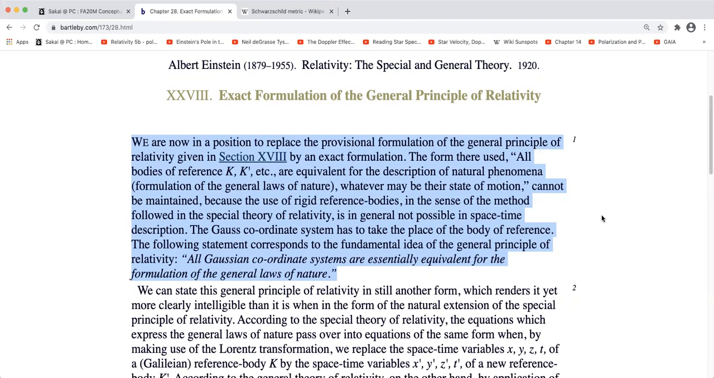We are now in a position to replace the provisional formulation of the general principle of relativity given in section 18 by an exact formulation. The form there used, all bodies of reference, K, K1, etc., are equivalent for the description of natural phenomena, formulation of the general laws of nature, whatever may be their state of motion, cannot be maintained, because the use of rigid reference bodies in the sense of the method followed in the special theory of relativity is in general not possible in space-time descriptions. The Gauss coordinate system has to take the place of the body of reference. The following statement corresponds to the fundamental idea of the general principle of relativity: All Gaussian coordinate systems are essentially equivalent for the formulation of the general laws of nature.